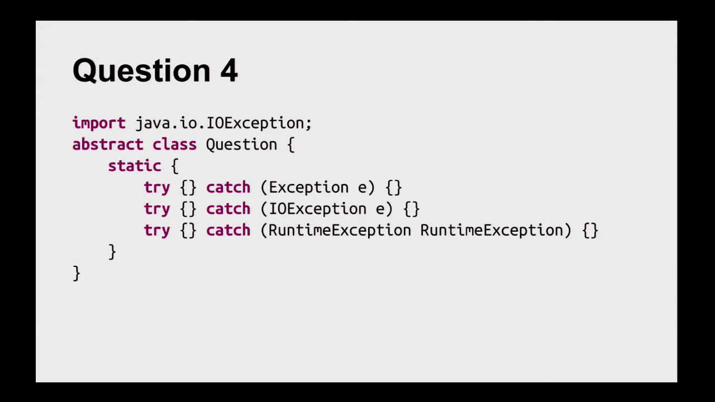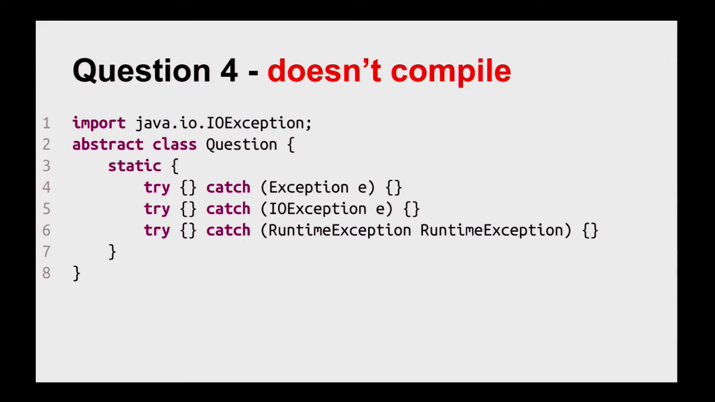Try block that catches exception. Like, you've got to have something that throws a checked exception. A try block that catches a checked exception that isn't thrown by that try block. Yes. Well, very close. The answer is that this doesn't compile, and it is quite close to what you've said.